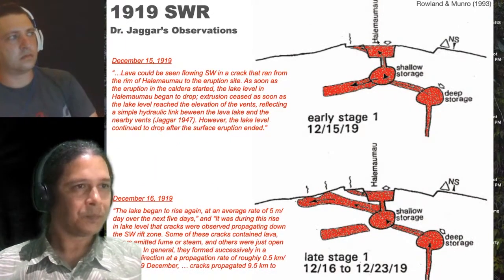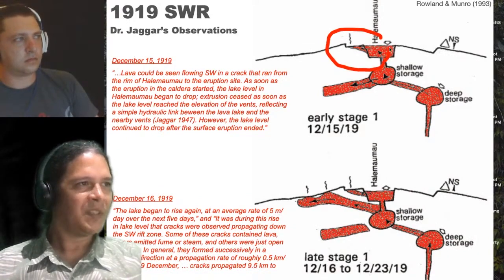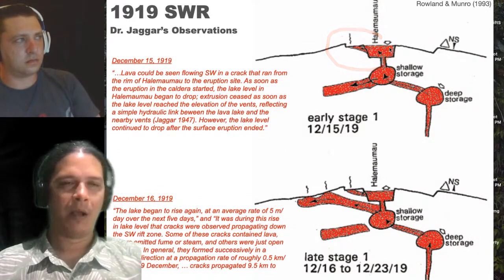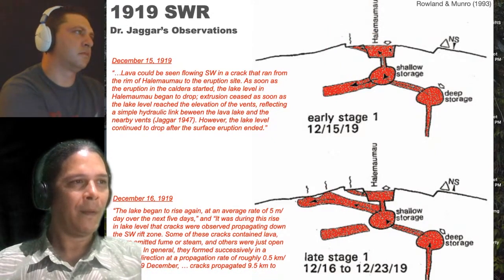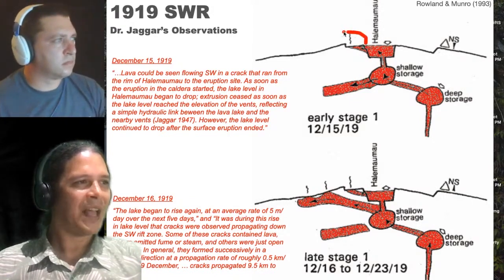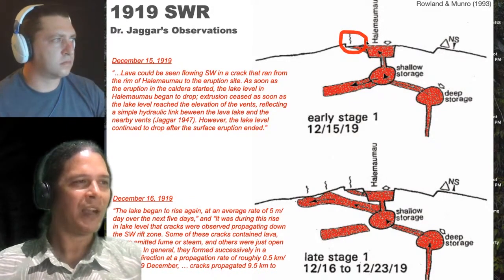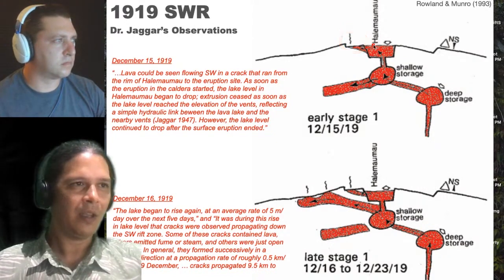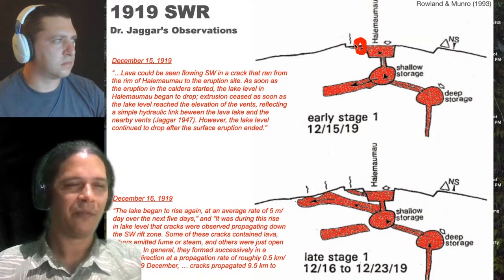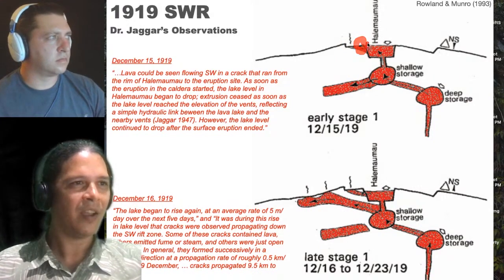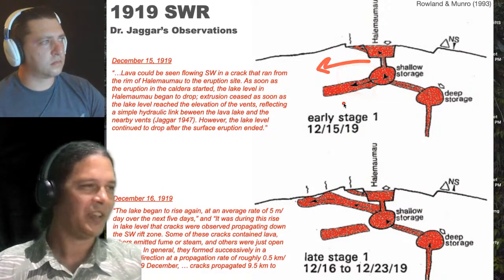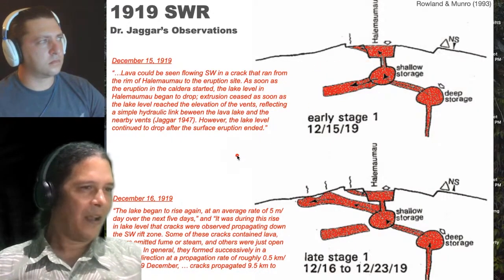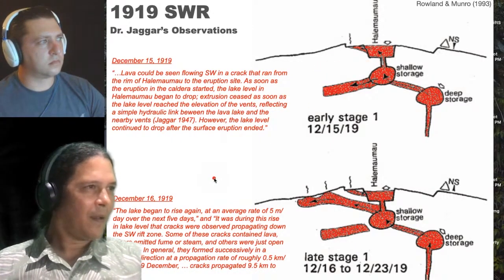December 15th, right in here, lava could be seen flowing southwest in the crack that ran from the rim of Hawaii to the eruption site. As soon as the eruption in the caldera started, the lava lake in Hawaii began to drop. Extrusion ceased as soon as the lava level reached the elevation of the vents, reflecting a simple hydraulic link between the lava lake and the nearby vents. That's this close vent in the caldera still, that first one, right? But we're seeing a crack open near the surface. We're seeing a crack open a little bit further down, right in here, right, we're seeing cracking in this direction as the pattern we're seeing here. But the lava level kept dropping afterwards.